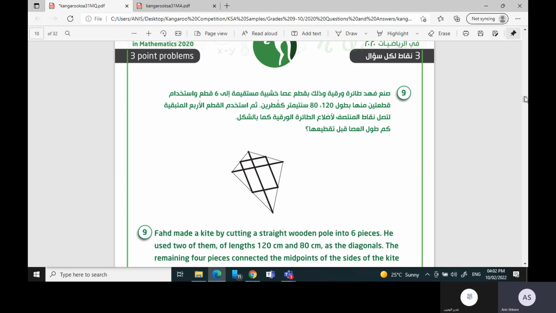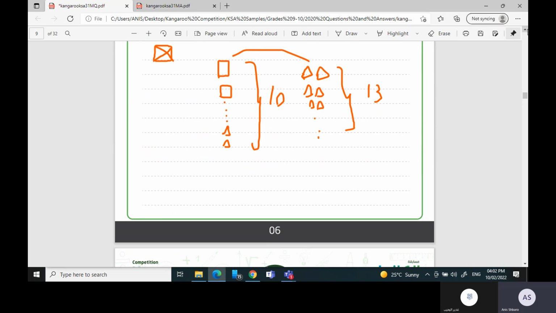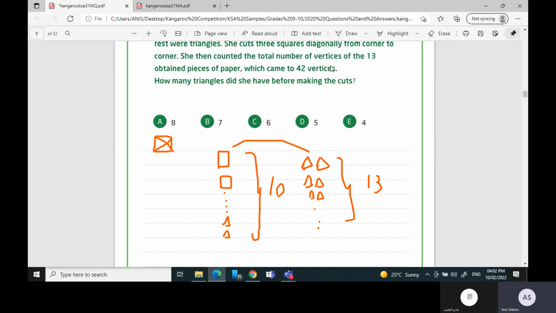She then counted the number of vertices. Vertices, by the way, is the plural of vertex. Now, she ended up with 42 vertices. For each triangle we're dealing with 3 vertices, and for each square we are dealing with 4 vertices.